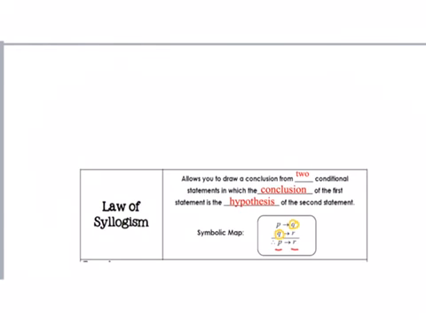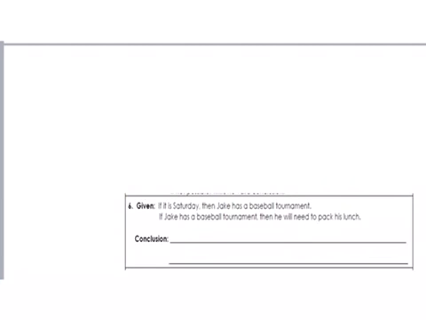So the best way to figure it out is to try it. How do we approach these problems? We approach these problems by marking our P's and our Q's. It is Saturday. You get a P. Jake has a basketball tournament, gets a Q. Then he will need to pack his lunch. So that's not P, that's not Q. It gets its own letter, it's R.